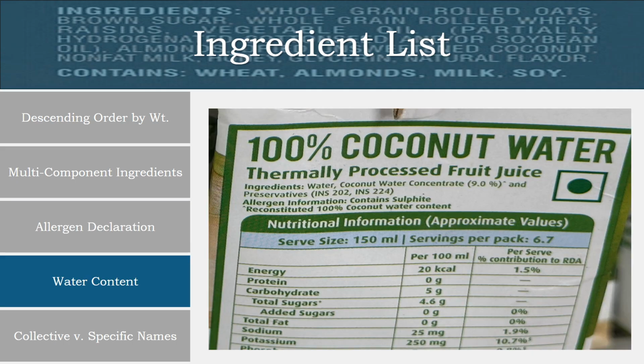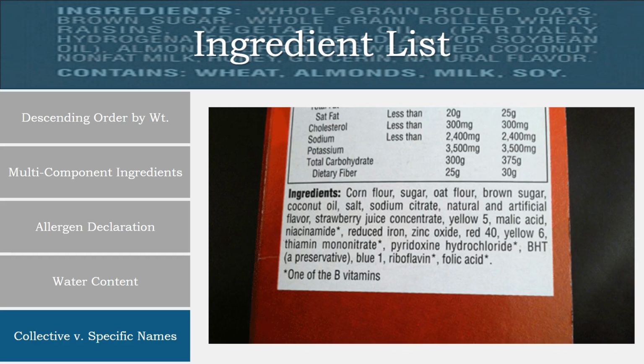Water content. Water added during processing must be listed in the ingredient list unless it is completely removed during processing. And collective versus specific names. Ingredients like spices or natural flavors can be listed as collective terms. However, specific certified color additives must be listed by their given name, such as FD&C Yellow No. 5. If spices or flavors are a principal ingredient, each must be listed individually. And lastly, the name of any preservative must be accompanied by its function, such as calcium propionate (preservative).